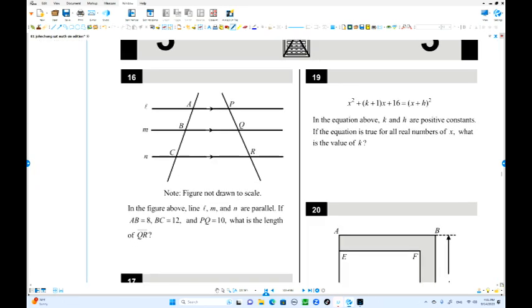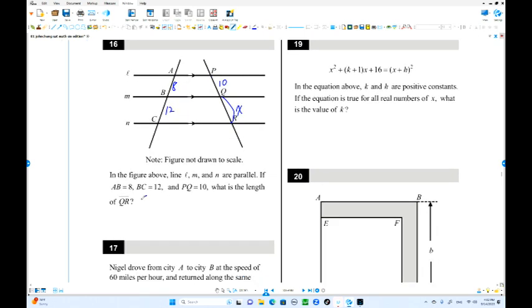All right, number 16. We have 3 parallel lines and 2 transversals. AB is 8, BC is 12, and PQ is 10. What is QR? This is x. This is the side splitter theorem.